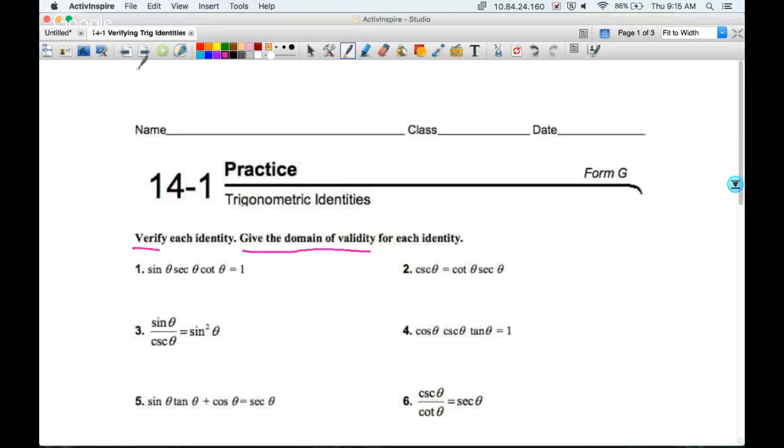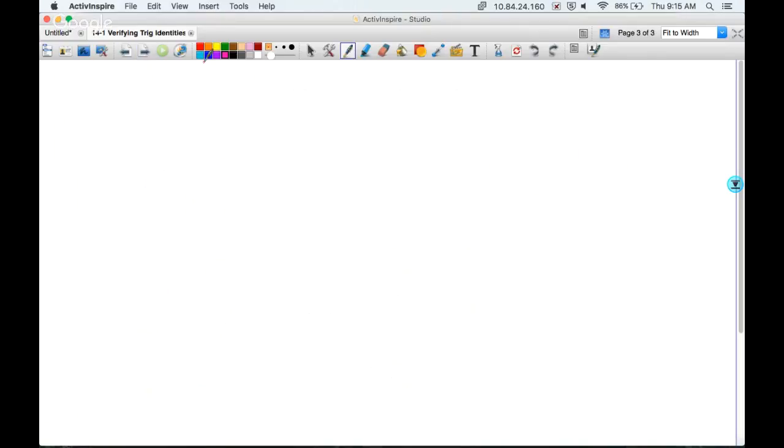So I've got a copy of it in front of me. I also have my purple packet with all of the identities. You're going to need both of those, and I'm going to be showing my work on just a blank sheet here so that I can have plenty of space to write. We'll just start with number 1.